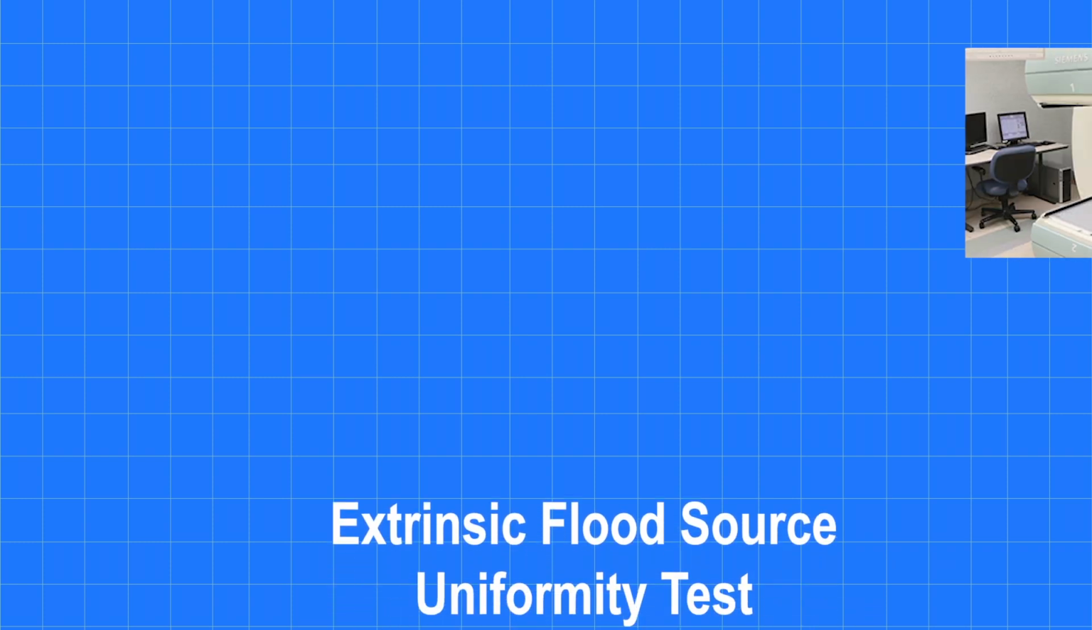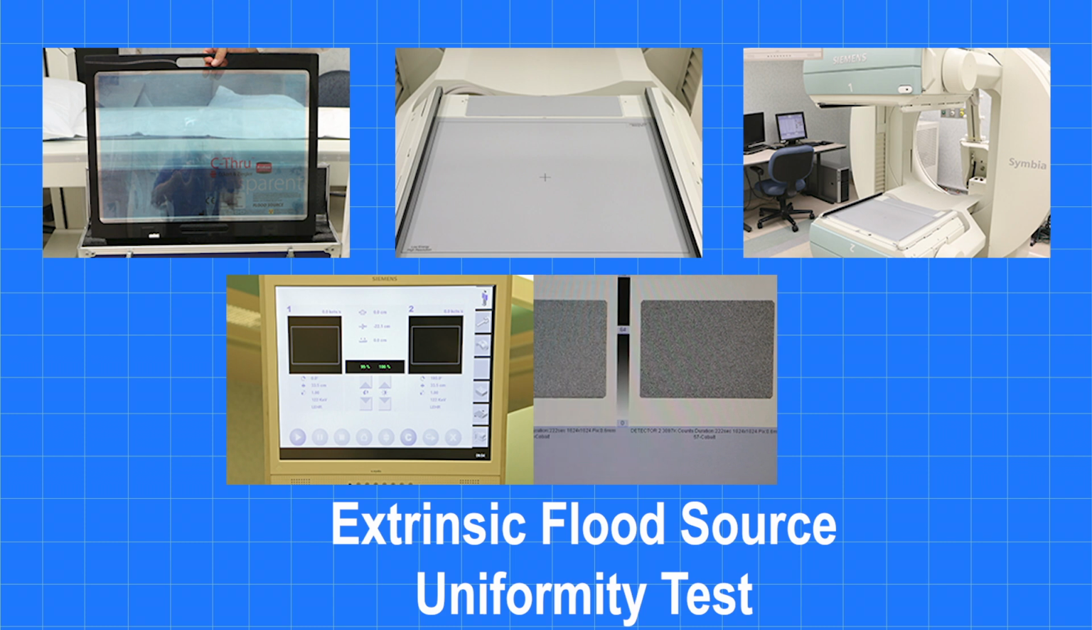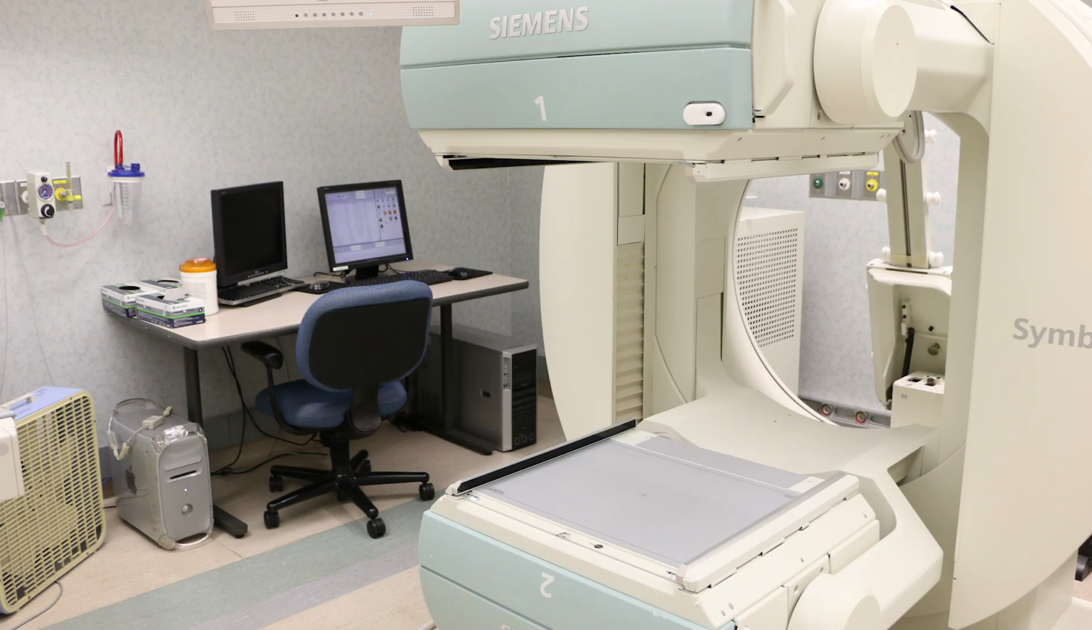The extrinsic flood source uniformity test is typically performed in an on-call situation. It is less involved than the standard quality control test, but it does meet the standard for checking the uniformity of the camera prior to use. Extrinsic refers to the fact that the collimators or lenses are on the camera.